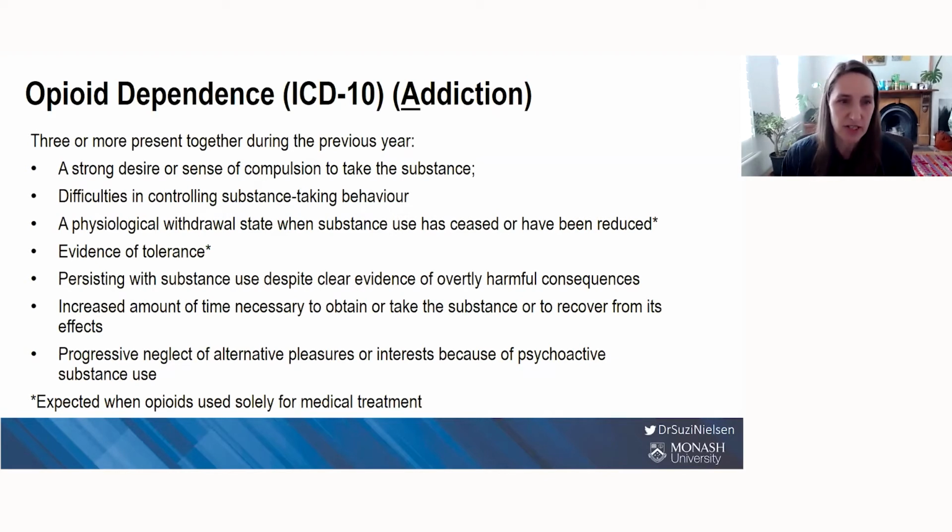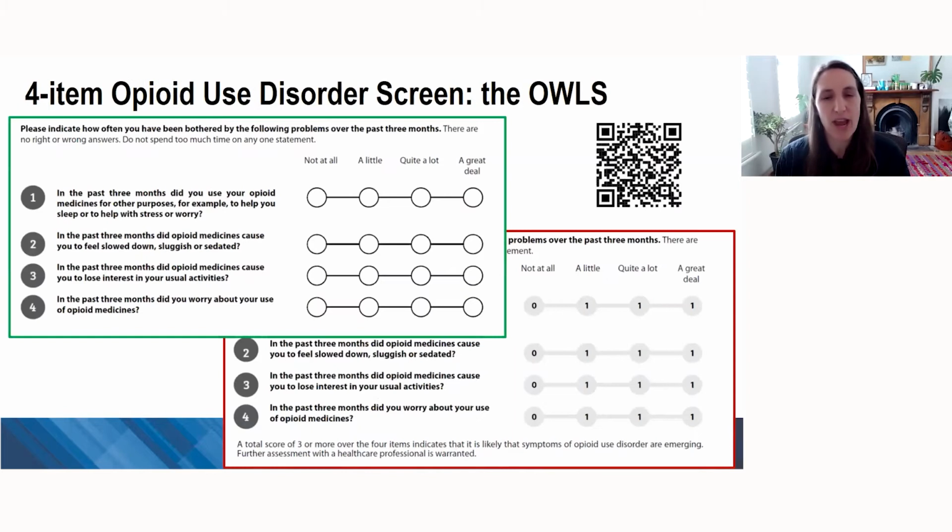So again, persistent use despite harm, a real focus on taking the substance and perhaps less interest in other things in someone's life, and neglect of alternate pleasures. So that's the formal definition of opioid dependence. As part of the Room tool, we have 4 questions in there that we developed as part of the program of research that I'm talking about today, and that was to develop a brief screening tool that would be able to be used with people who are prescribed opioids to identify who might be most at risk of developing opioid use disorder or opioid dependence.